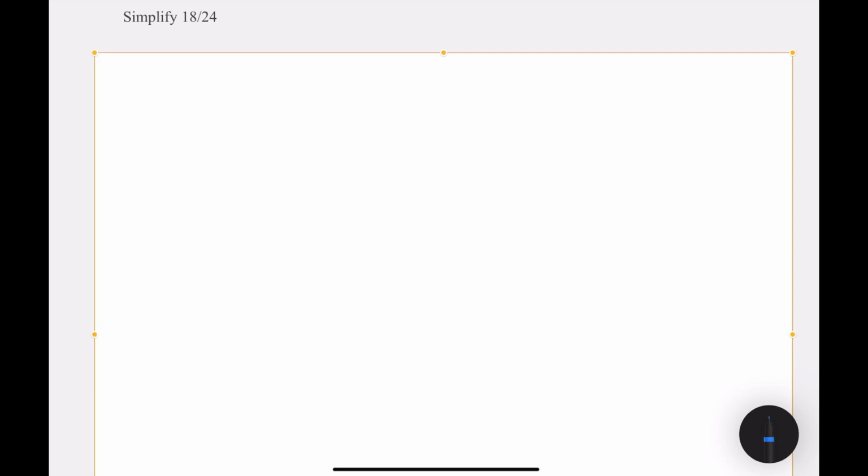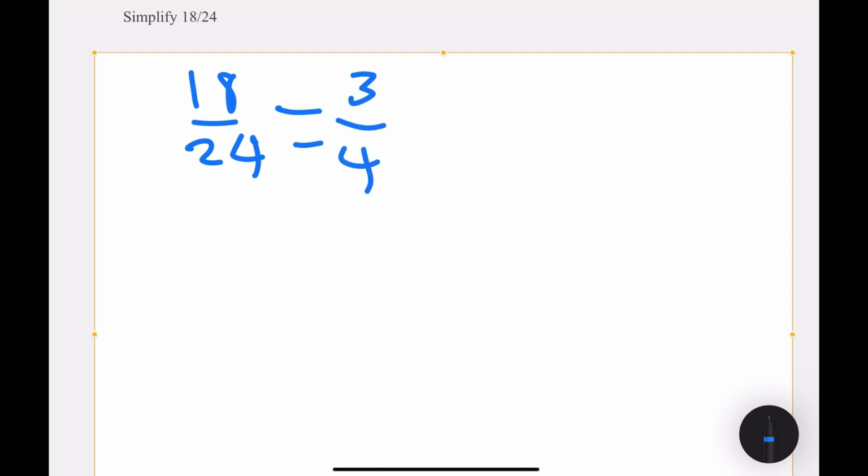So today I'm going to be going over fractions. So the first question is to simplify 18 over 24. What you want to do is find a number that goes into both 18 and 24. I know that 6 goes into 18 and 24. So if we divide both sides by 6, we get 3 over 4. And that is the final answer, as we cannot simplify that anymore.